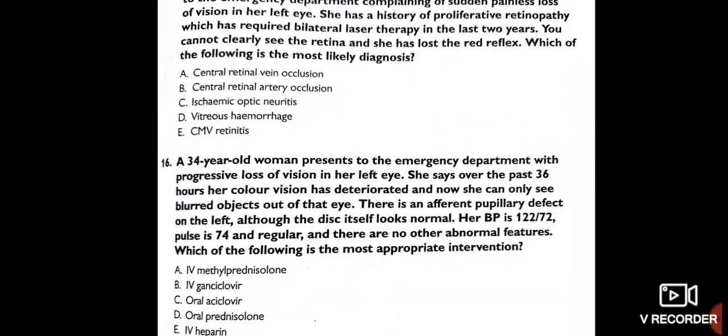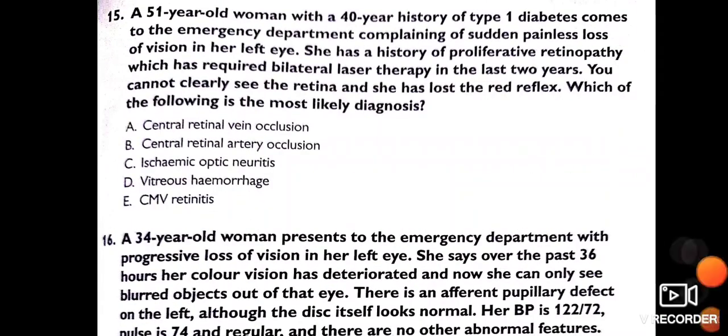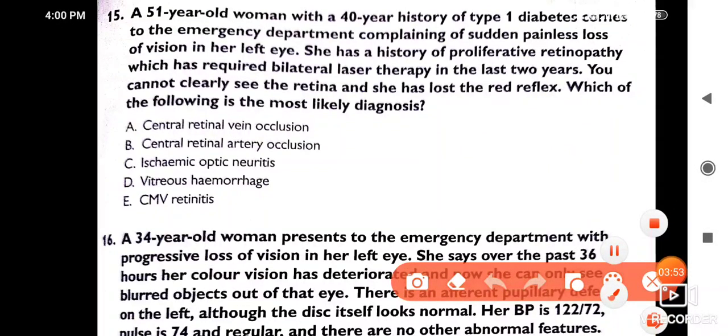Now, another MCQ. A 51-year-old woman with a 40-year history of type 1 diabetes comes to the emergency department complaining of sudden painless loss of vision in the left eye. She has a history of proliferative retinopathy which has required bilateral laser therapy in the last 2 years. You cannot clearly see the retina. She has lost the red reflex. Which of the following is the most likely diagnosis? So this is a case of vitreous hemorrhage.